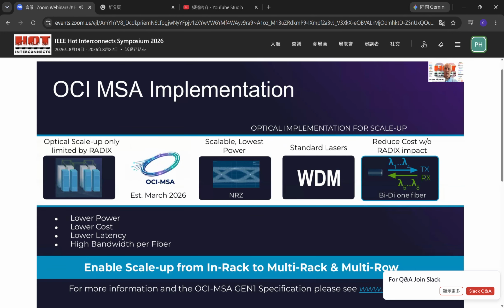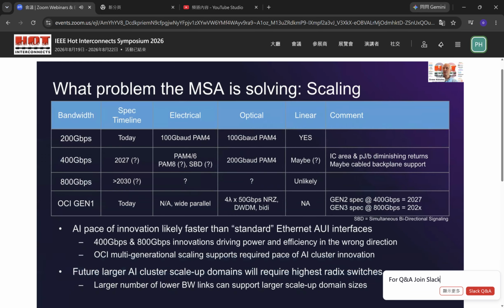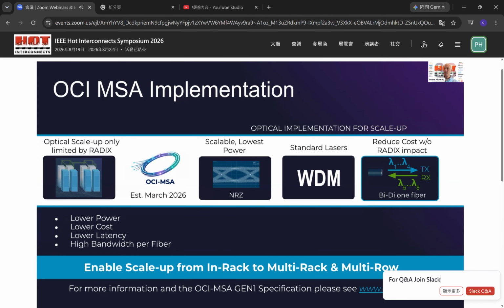As we go across here, you can see that essentially what we would assume is that the size of the scale-up domain will now not be limited by the reach of the electrical cable, but instead by the number of ports that are available on a switch. So if you have 512 ports on a switch, you should be able to connect 512 GPUs to it, and that would create a scale-up domain of 512 GPUs. 1,000 ports on your switch, we should be able to get to 1,000, and as that progresses, we'll be able to achieve that.